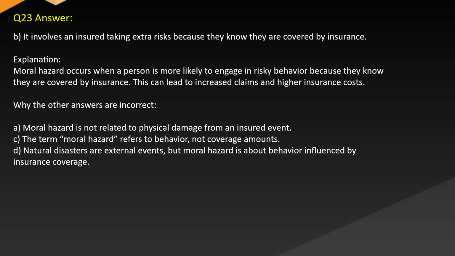Answer: B. It involves an insured taking extra risks because they know they are covered by insurance. Explanation: moral hazard occurs when a person is more likely to engage in risky behavior because they know they are covered by insurance. This can lead to increased claims and higher insurance costs. While the other answers are incorrect, a moral hazard is not related to physical damage from an insured event. C. The term moral hazard refers to behavior, not coverage amounts. D. Natural disasters are external events, but moral hazard is about behavior influenced by insurance coverage.